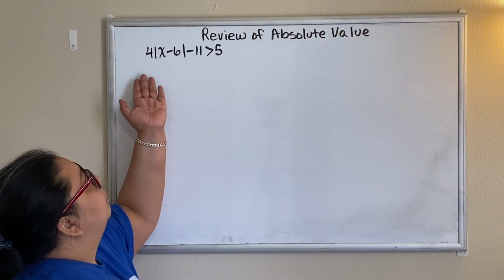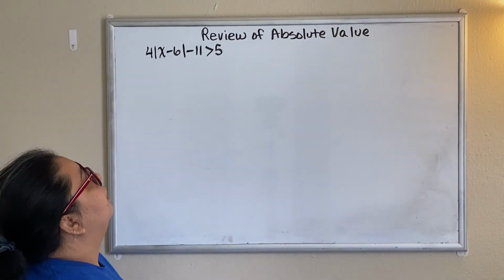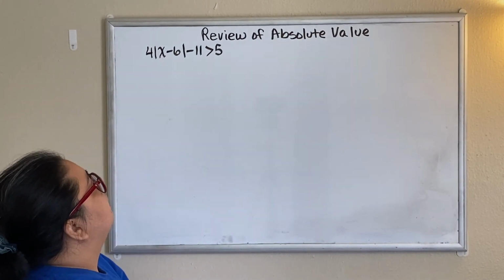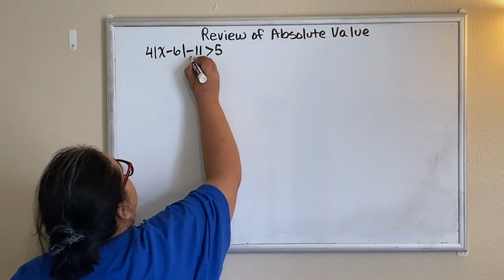Okay, so for example 3, we have an absolute value inequality. Notice my absolute value is not isolated, so we need to isolate it. So let's add 11 to both sides here.